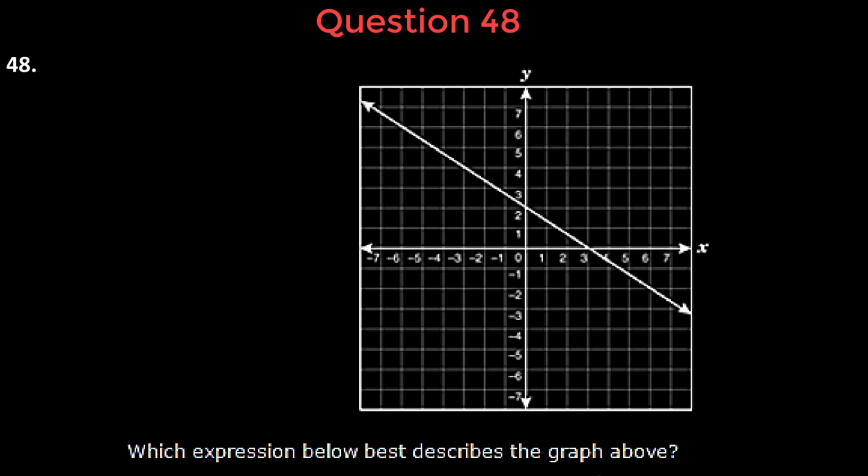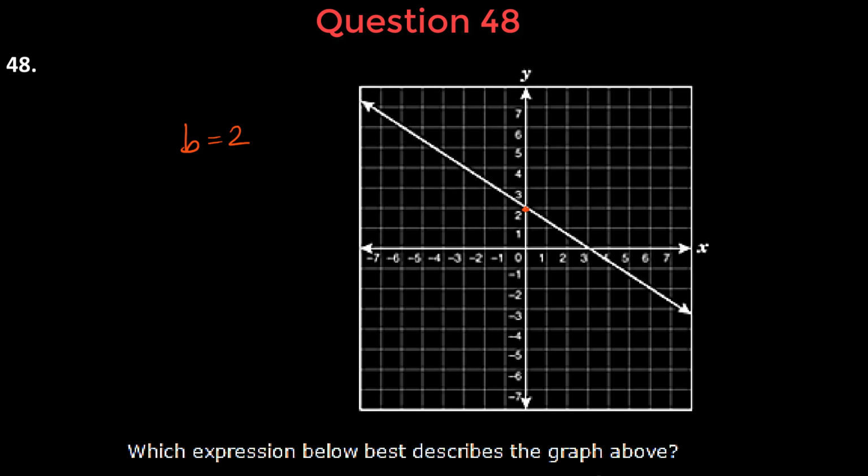The graph on question 48 is a line graph, and this line is passing through the y-axis at point 2. So the y-intercept here is 2.